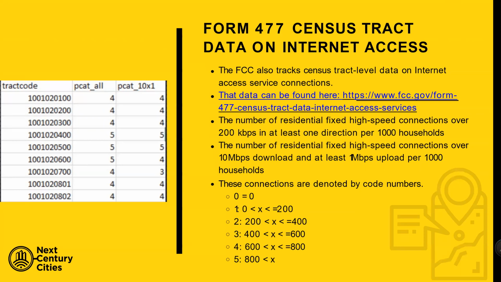Now, rather than reporting the actual number of households per thousand, the FCC denotes these connections by code numbers. So in this case, a 0 equals no connections, 1 equals a number between 0 and 200 connections, 2 between 200 and 400, 3 between 400 and 600, 4 between 600 and 800, and 5 is greater than 800. If we look at the example of the data that I've pulled, generally we can see that internet access based on census tract as reported by Form 477 is fairly high.